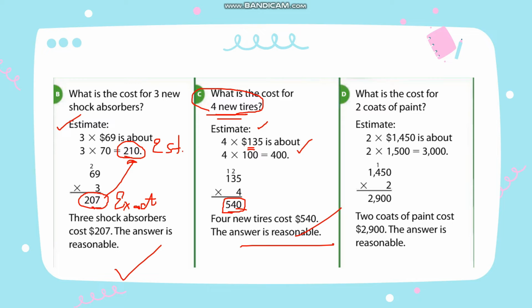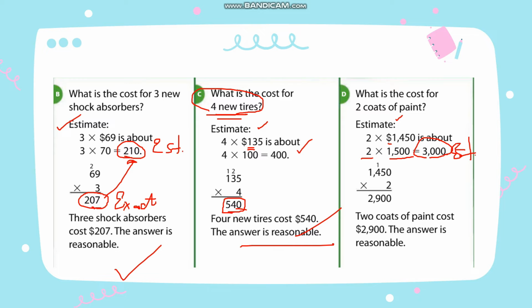Next, the cost of 2 coats of paint. Each paint costs $1,450. So to find out the cost for the 2 coats, 2 multiplied by 1,450. If I'm going to estimate, 1,450 is nearest to 1,500. So 2 multiplied by 1,500. So my estimated answer now is 3,000.